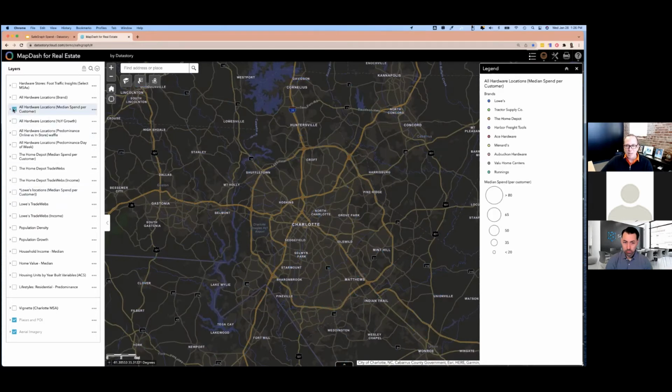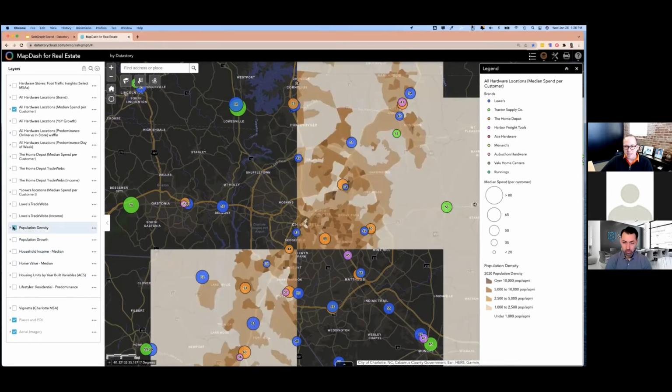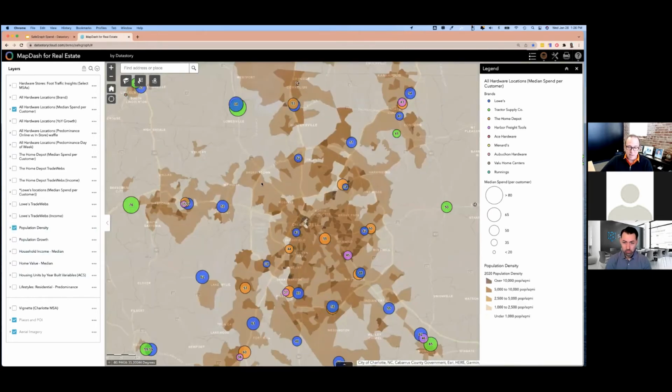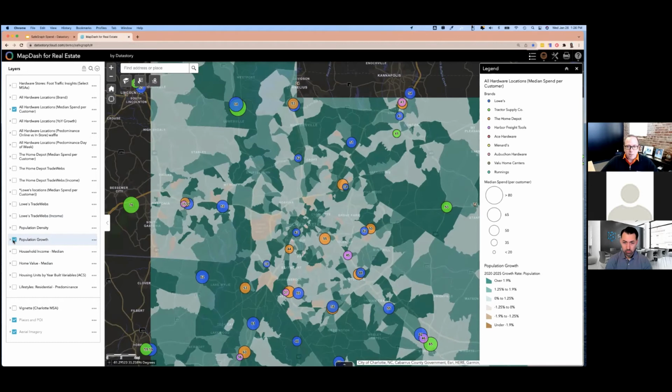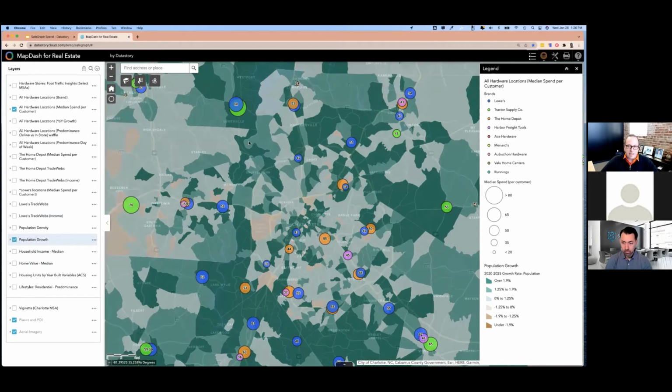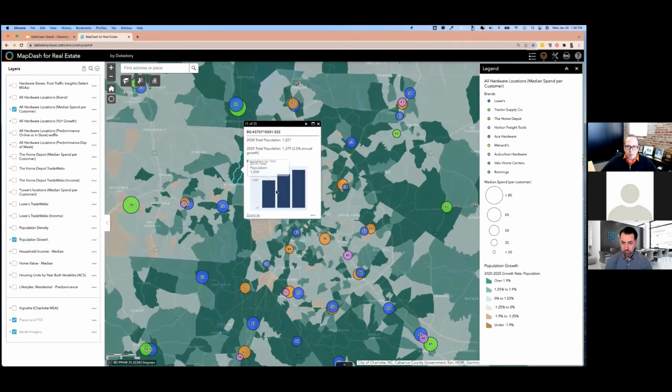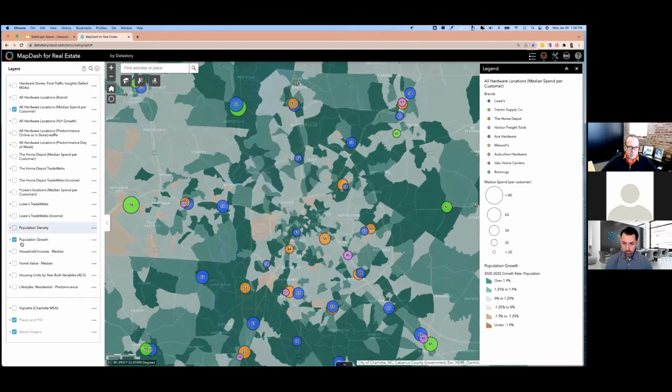And so let me turn the spend data back on, and then let's look at the context of this. Is this a rural area, or is it populated? Well, if I overlay population density, I can see that Shuffletown, in fact, has these darker colors and a higher population. Is it growing? I could turn on this layer and see that, in fact, it's growing. And for any of these neighborhoods, see the rate at which it's growing.